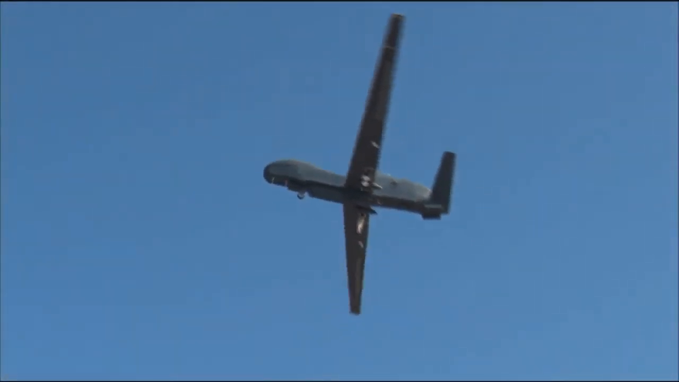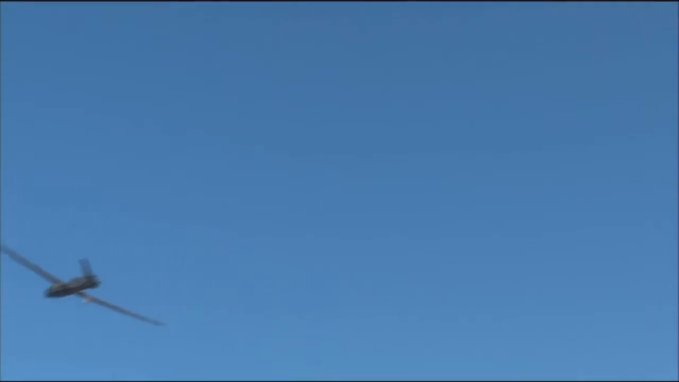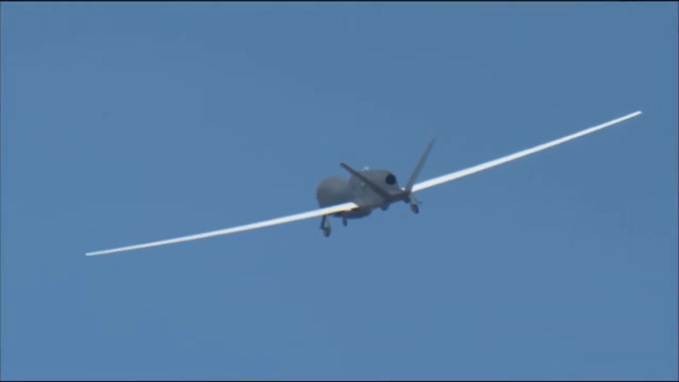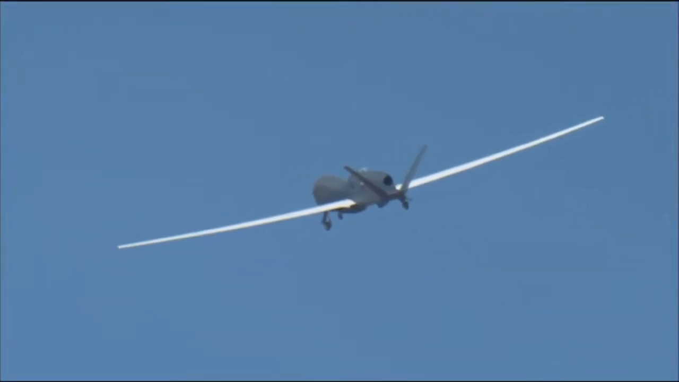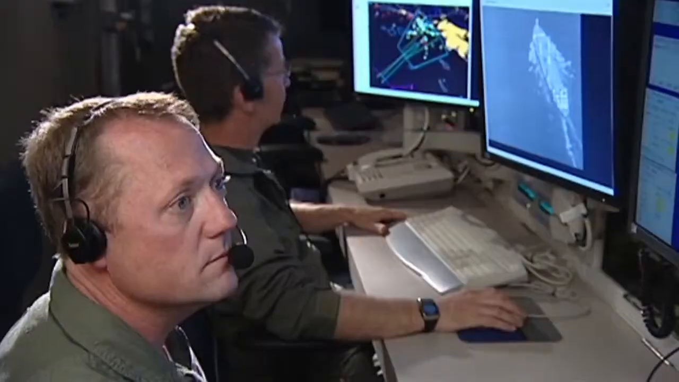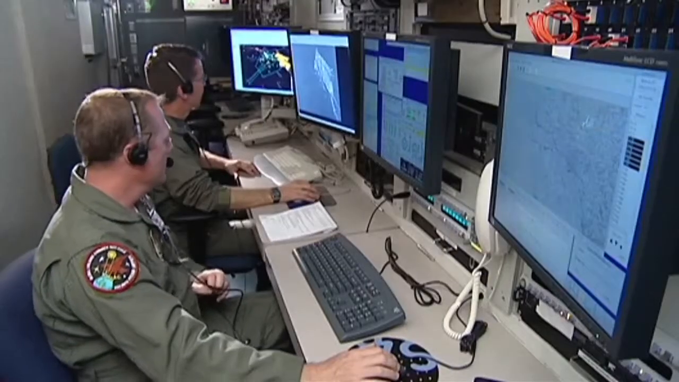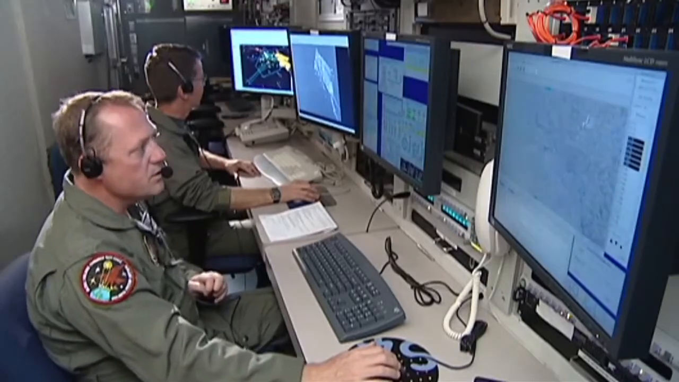The system comprises high-altitude, long-endurance, unmanned aerial vehicles, or UAVs, supported by ground capabilities. It can monitor and analyze data almost in real time. I have us on a heading of 204.